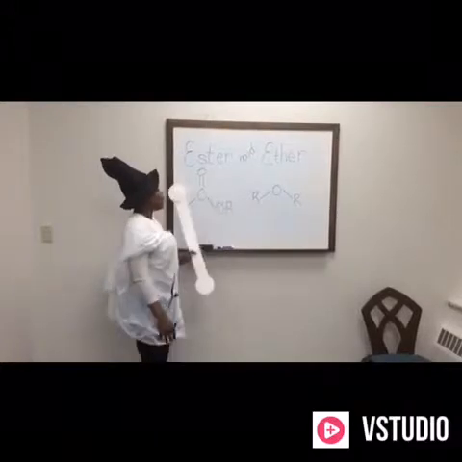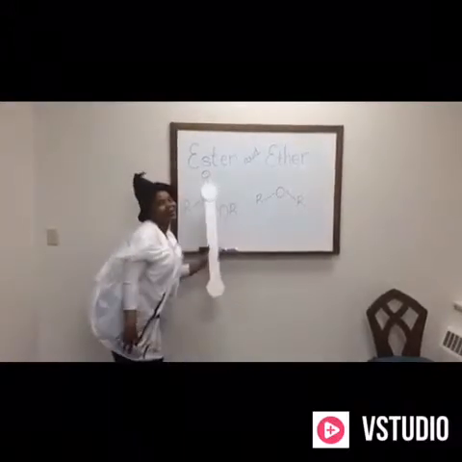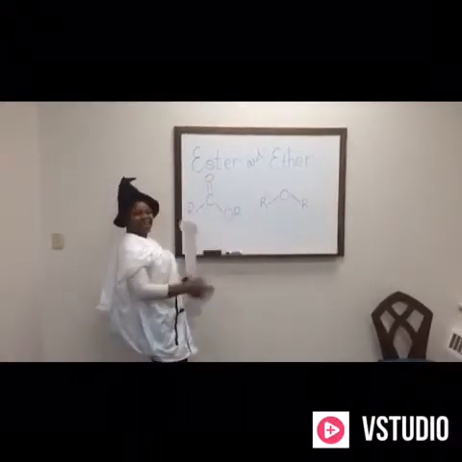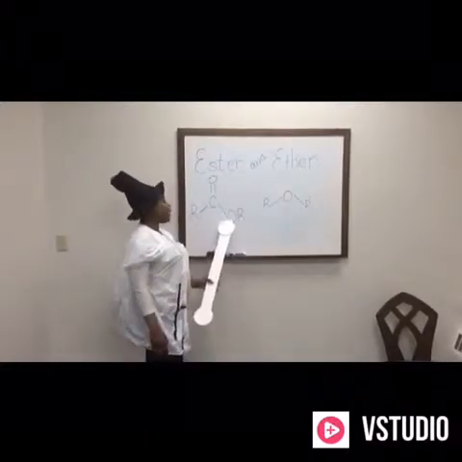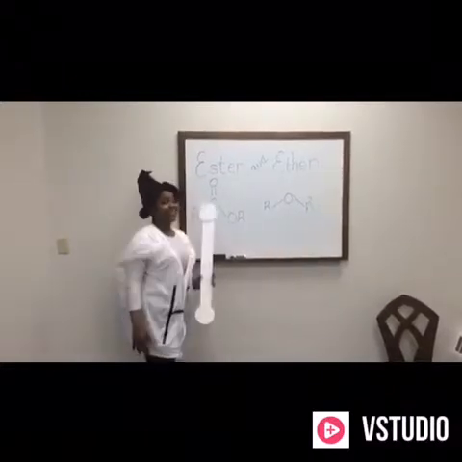Ester. You put your carbon in, you have a double bond O, you put an R group on, and you bond it all about. And now you add an OR, and if it smells good, then this is an ester.